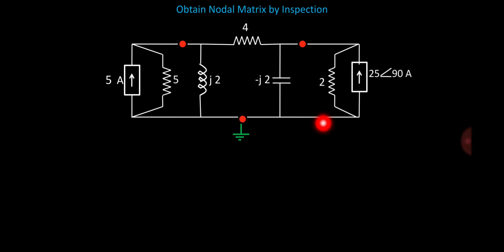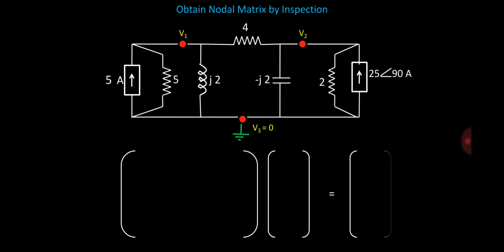Now we are going to assign voltages at each node. Let V1 be the voltage of node number 1, V2 the voltage of node number 2, and V3 the voltage of node number 3. V3 is 0 because it is the reference node. Now we are going to obtain the matrix by inspection. The first matrix is admittance matrix, the second matrix is voltage matrix, and the third matrix is current matrix.